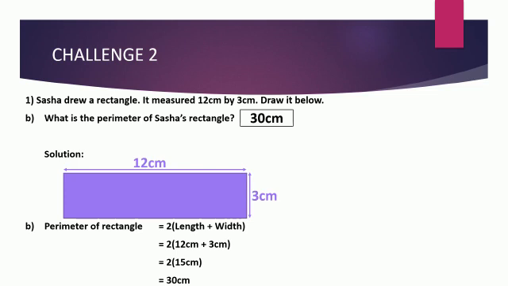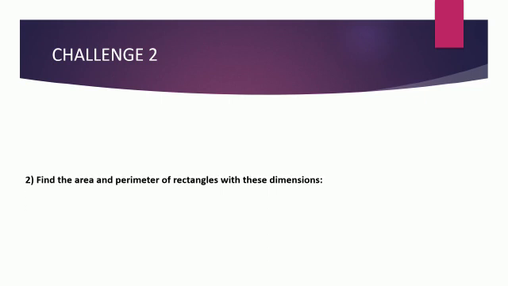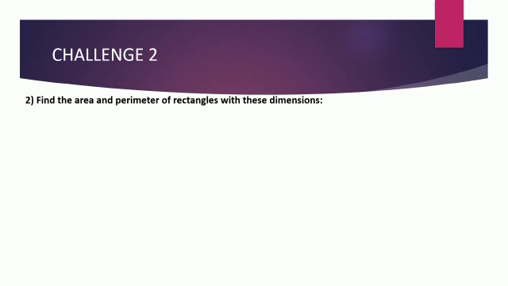Okay students. Now we are moving to challenge 2, part 2. It was part 1 of challenge 2. Now we are going to start part 2 of challenge 2. Part 2 is: Find the area and perimeter of rectangles with these dimensions. The dimensions are given. You have to find out the area and perimeter of the rectangle.